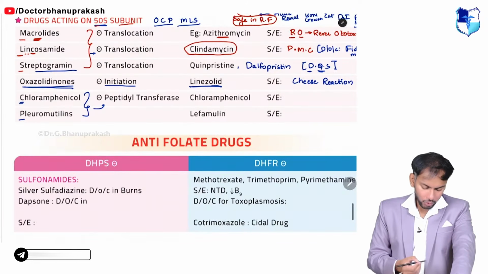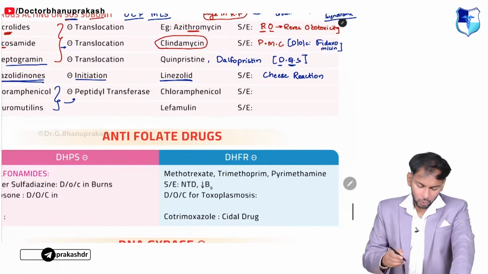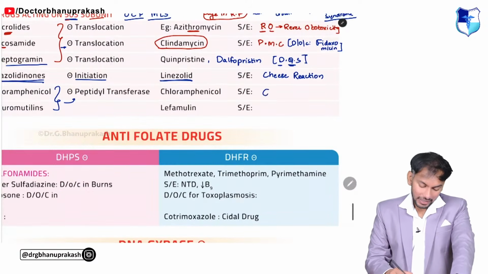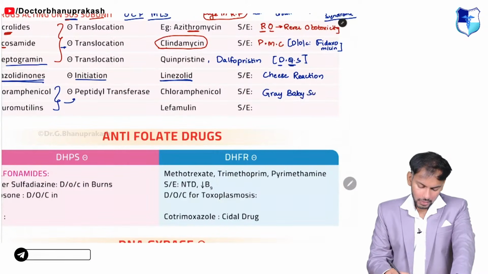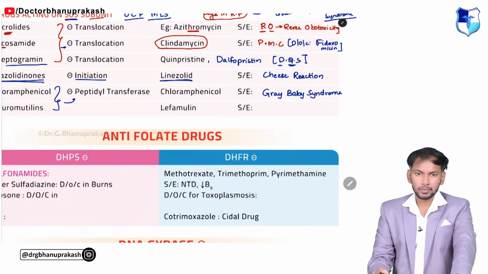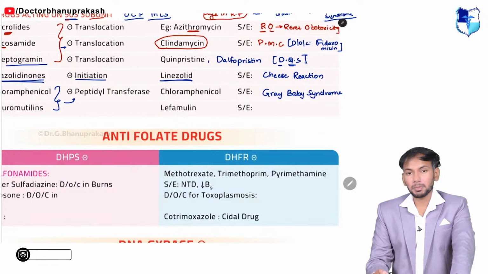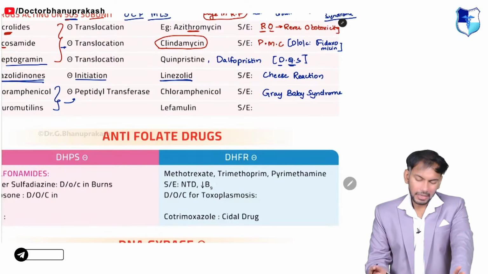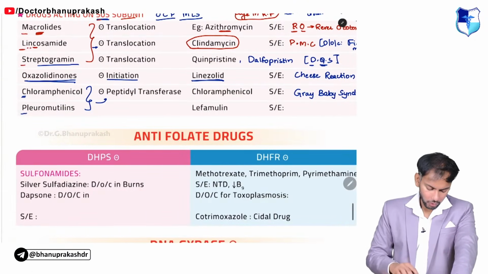Now, coming to chloramphenicol, this is what is important. Chloramphenicol will cause grey baby syndrome. All of you must remember this. Colors are really important. They will ask you. Purple toe syndrome, I told you, it is warfarin. Purple glove syndrome, phenytoin. Grey baby syndrome, this is chloramphenicol.